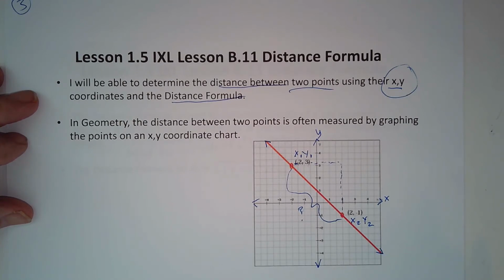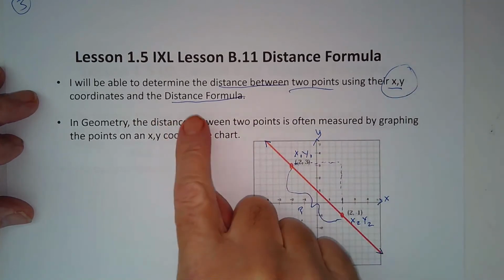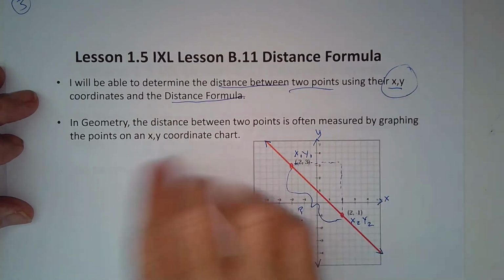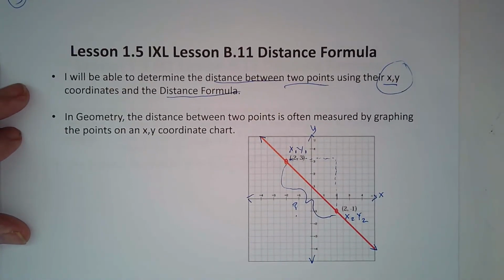All right, so you're going to be able to determine the distance between 2 points after you've reviewed this video, using their XY coordinates and the distance formula. So for 2 points, we're going to use their XY coordinates, and we're going to use the distance formula. So here is the XY coordinate chart. I thought that it would be useful to show you what I'm talking about.